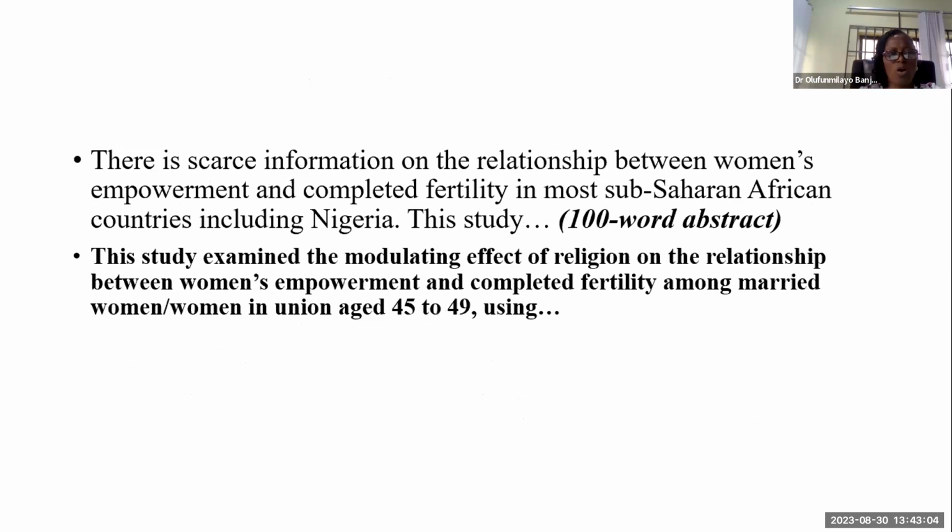And the last one, a 100-word abstract: this study examined the modulating effect of religion on the relationship between women's empowerment and completed fertility among married women or women in union age 45 to 49. Using, that is talking about methods. Okay, so I think that is what I have.